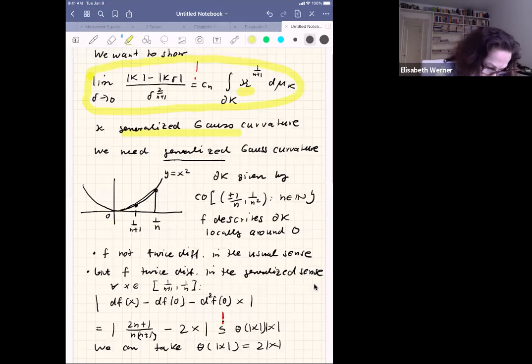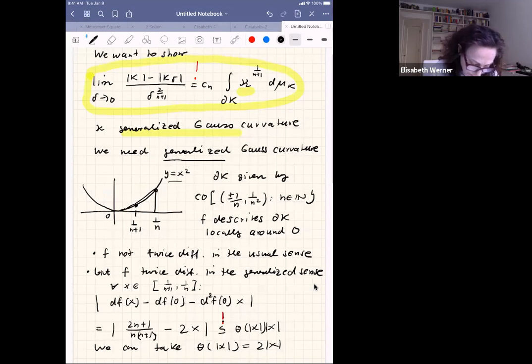And maybe it helps to look again at the example that I gave yesterday, which shows that typically it will not be enough to consider the usual Gauss curvature. We have to take the notion of generalized Gauss curvature. And what was the example? Well, we were looking at the curve y equals x squared. And then we were looking at the boundary of a convex body, or if you wish, at a function that is convex. But okay, let's stay with convex bodies.